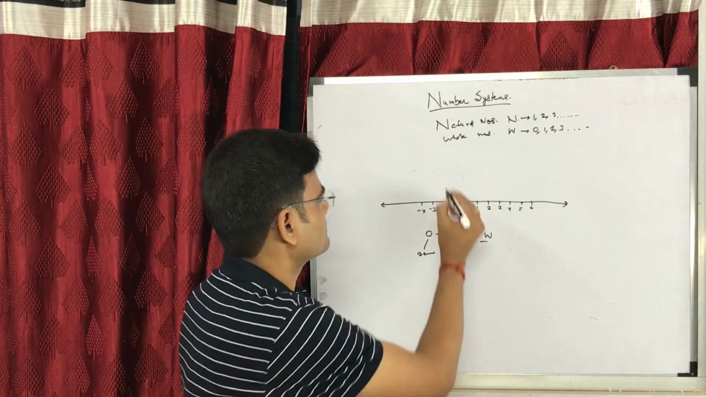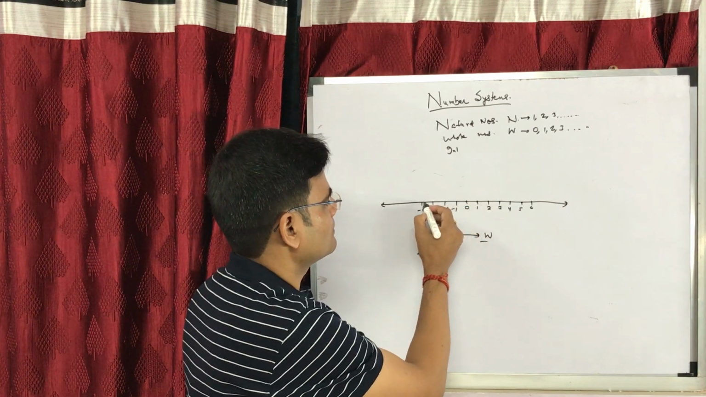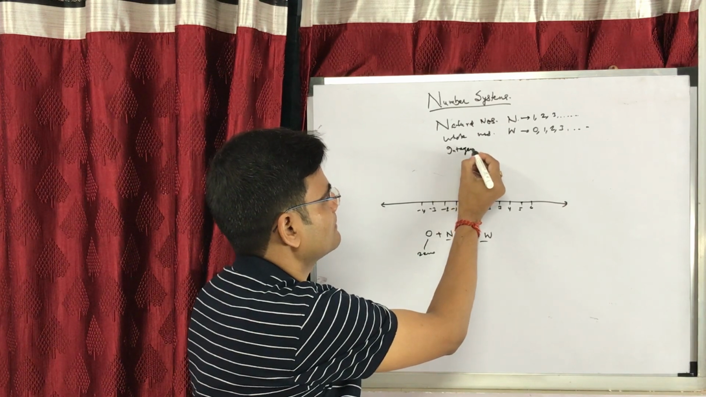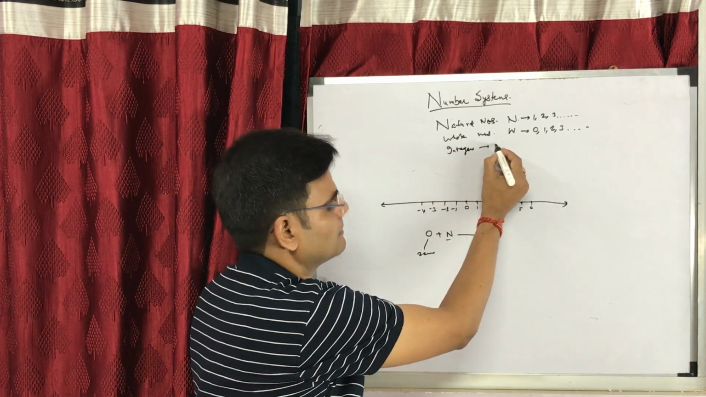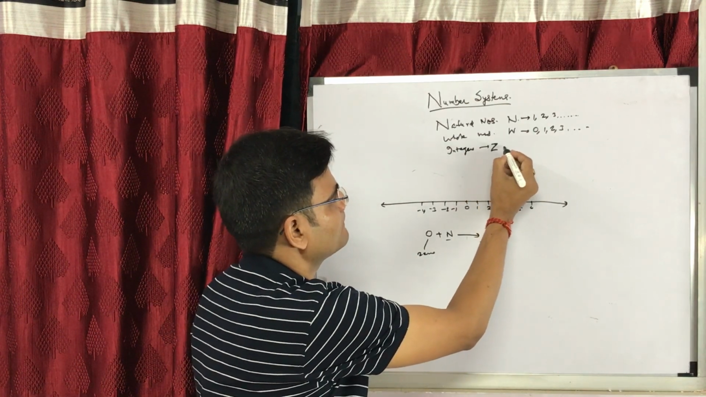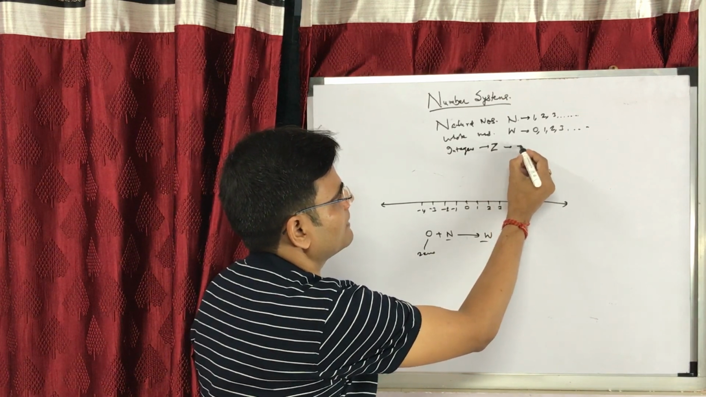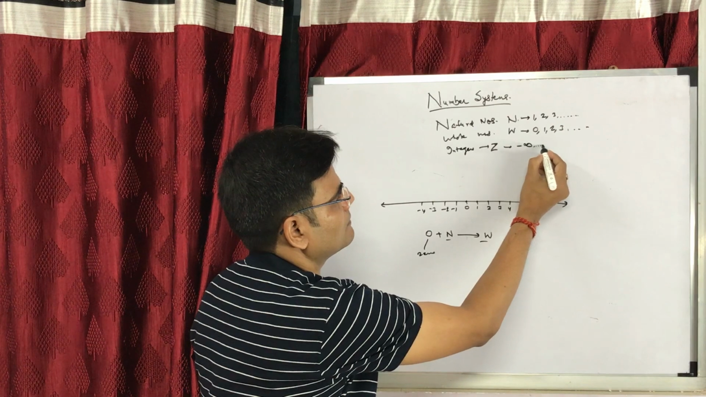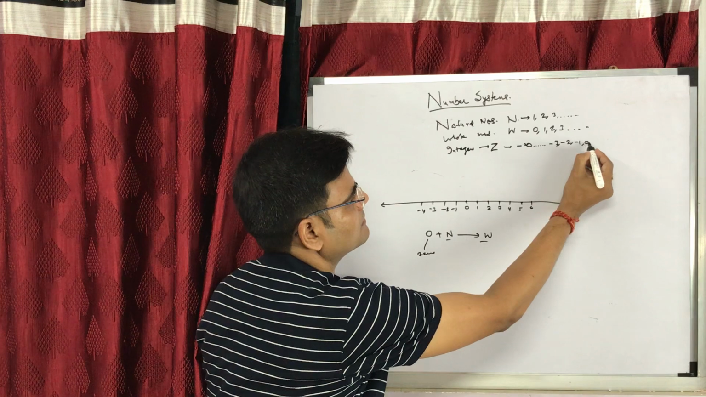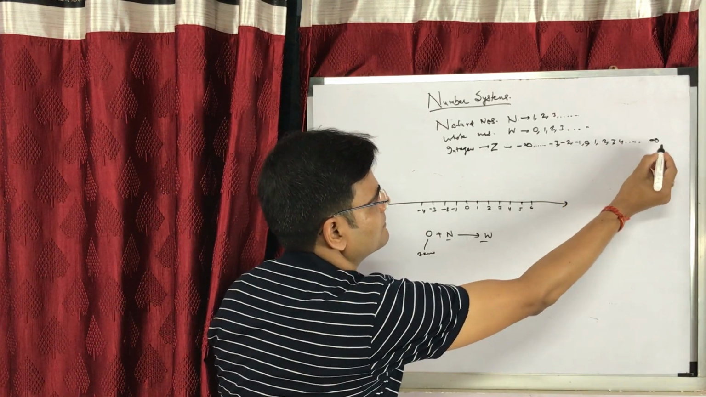Next is your integers. What are integers? So these points, minus 1, minus 2, minus 3, are not whole numbers or natural numbers. Integers is denoted by Z, and it means minus infinity dot dot dot to minus 3, minus 2, minus 1, all negative numbers, 0, 1, 2, 3, 4, dot dot dot, infinity.